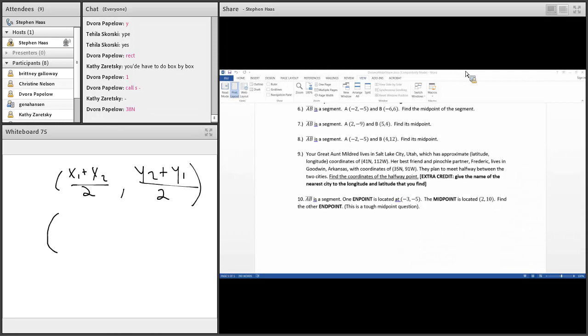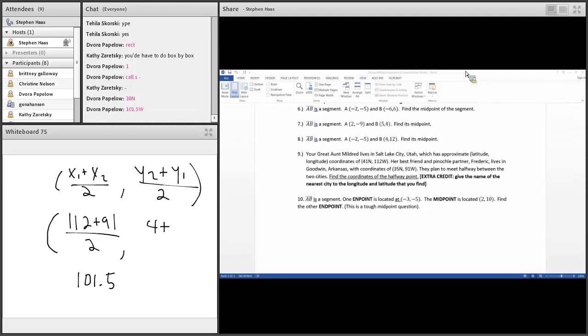So that's 112 plus 91, which is, well, yeah, so that's 203 divided by 2, which is 101.5. Good. And on the other side, we've got 41 plus 35 divided by 2, which comes out to 38.